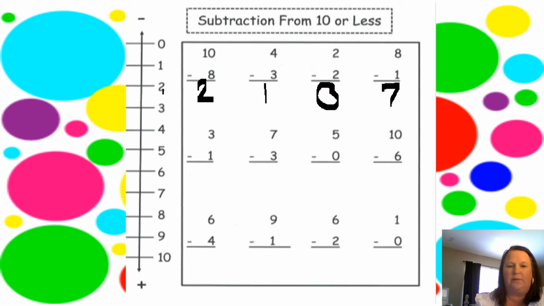3 minus 1, we go to 3. Then we take 1 away, and we are on the number, that's right, 2. 3 minus 1 is 2.